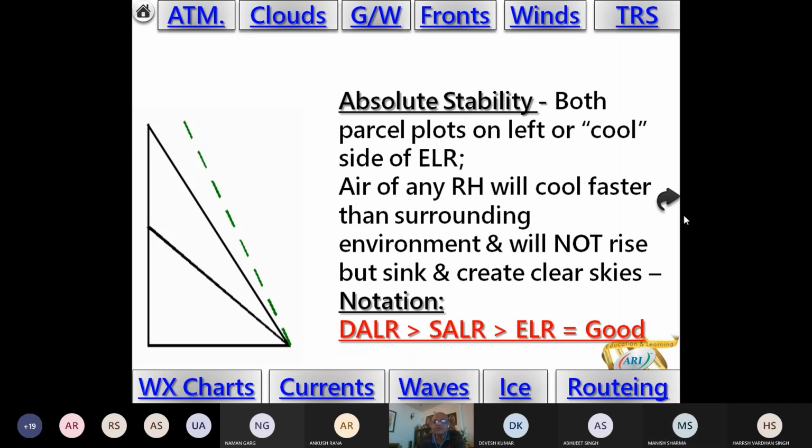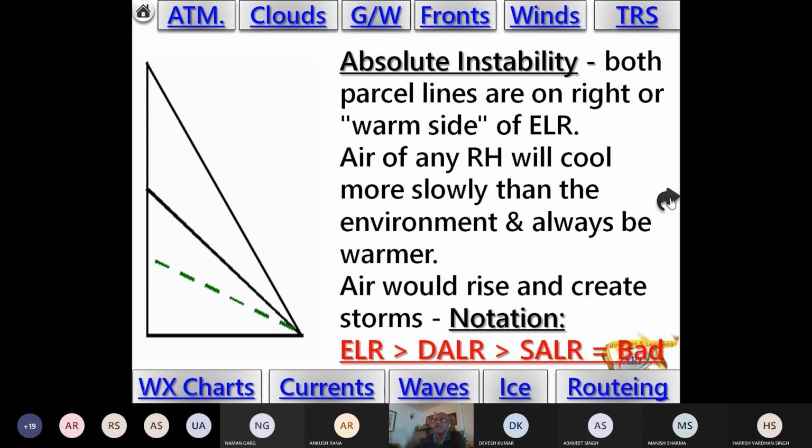Whereas absolute instability is when the air is continuously rising, because it is on the warm side, whether it is wet or dry, that is immaterial. It is on the warm side of the environmental condition. That means the low pressure area is continuously forming. The air is rising. There are clouds continuously forming. We are talking about bad weather.